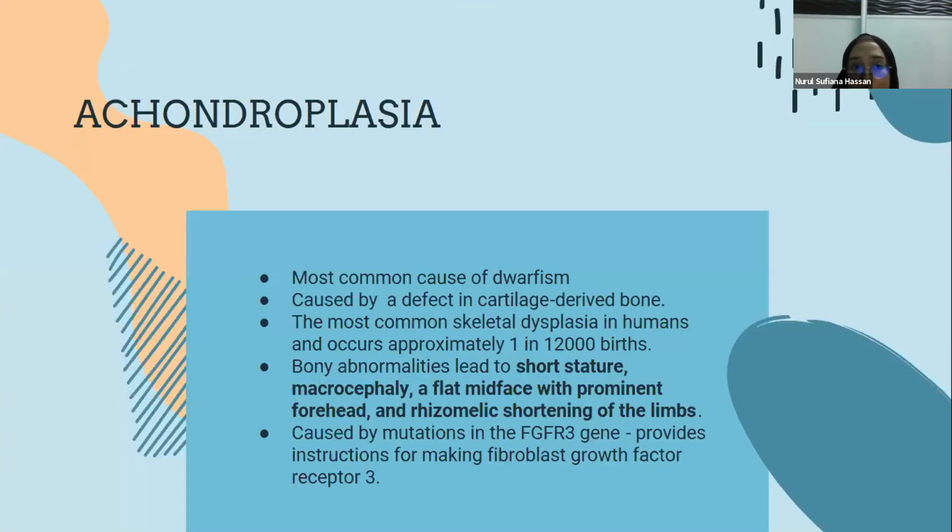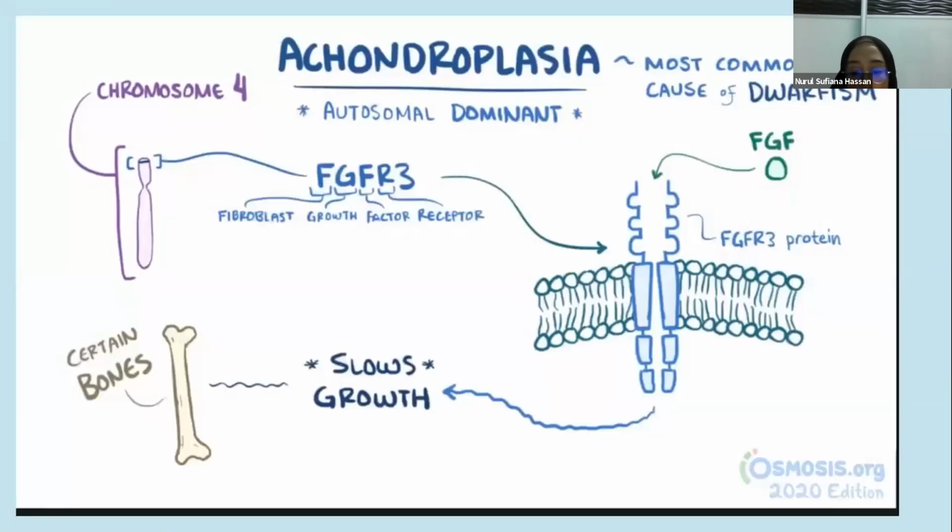The first autosomal dominant disorder is achondroplasia. It is the most common cause of dwarfism, and it is caused by a defect in the cartilage-derived bone. Achondroplasia is caused by mutation in the FGFR3, which is the fibroblast growth factor receptor. This is on chromosome 4, which codes for the FGFR3 protein. So when FGFR3 protein binds to FGF, which is fibroblast growth factor, it will slow down the growth of certain bone.